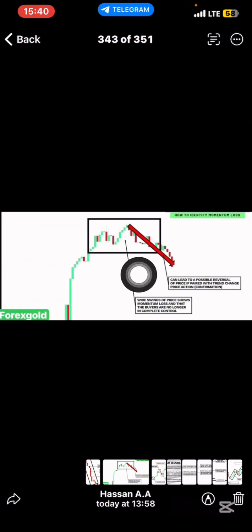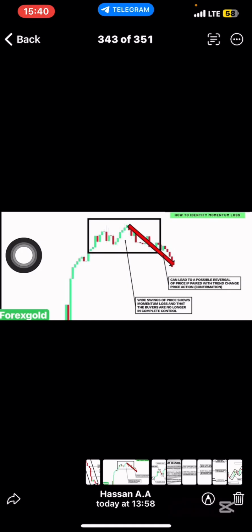This is momentum loss. The market is trading with very big momentum. Look at the big candles, but what happened? The market starts to consolidate here, which is not the right thing for the market to do at this point. The major thing is that the market needs to respect the trend and continue trending in the main direction of the trend. This is Forex Gold Trading Channel.